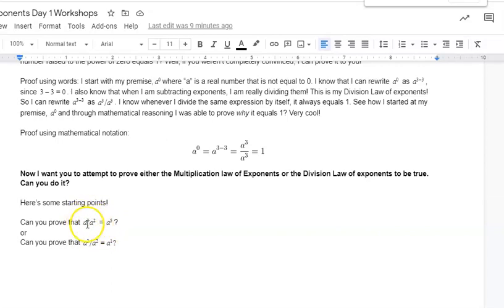Something that may help is expanding these exponents out. Or if you want to, can you prove that a to the third power divided by a to the second power is a to the first power? I will say for both of these, the easiest way to prove it is to expand out. So a to the third power is a times a times a, so that's the hint I'll give you.